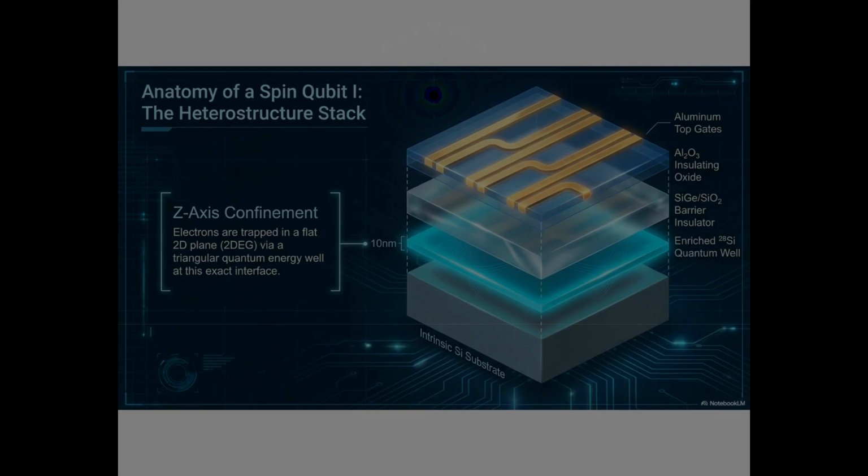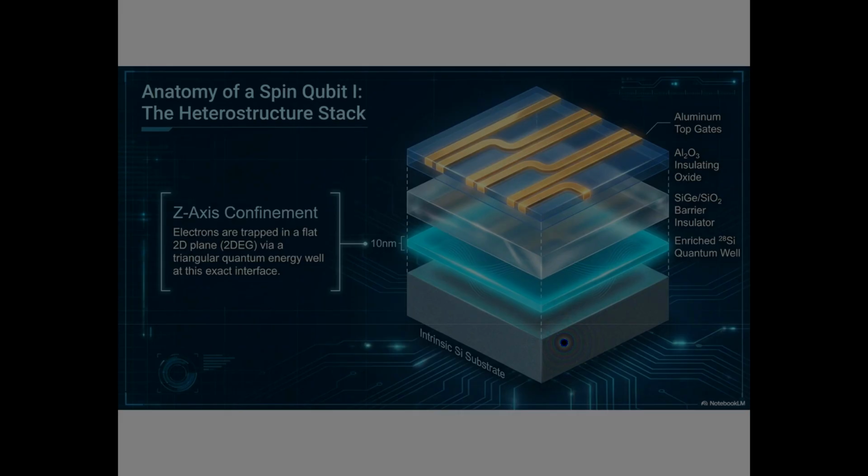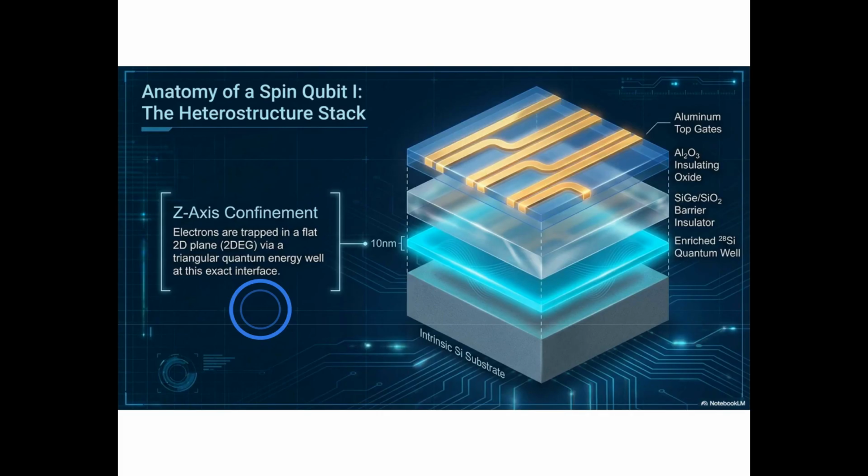Now we understand the material. Let's look at how a spin-qubit device is physically constructed layer by layer, from the bottom up. At the very base is the intrinsic silicon substrate, the mechanical foundation and electrical isolation layer. Above it sits the most critical layer, the enriched silicon-28 quantum well, just 10 nanometers thick. This 10 nanometer dimension is marked here. This razor-thin layer is where our electron spin qubits actually live.